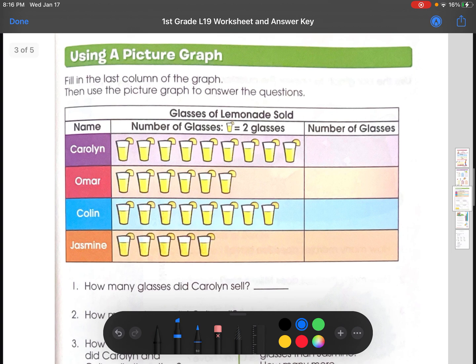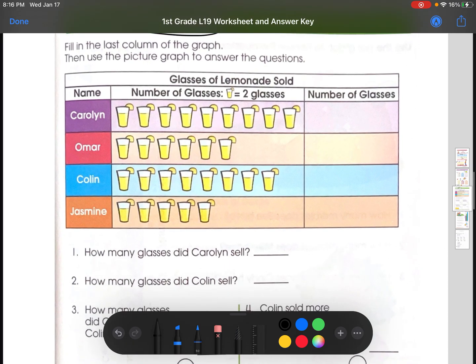Alright, moving on. We're going to be learning how to use a picture graph. We did this, I think, last lesson. Fill in the last column of the graph, then use the picture graph to answer the questions. First, let's fill in the last column. So let's read: glasses of lemonade sold. That's the topic. Name, these are the people's names. And then this is really important, number of glasses.